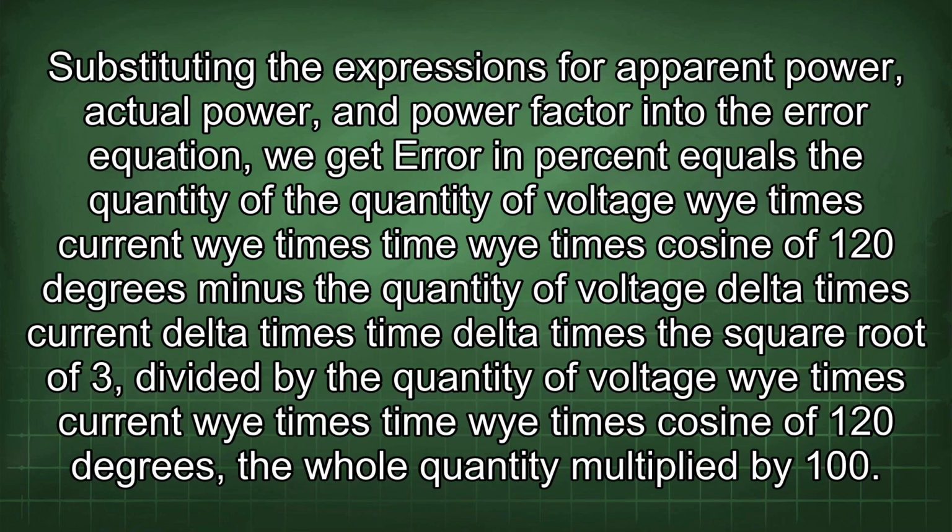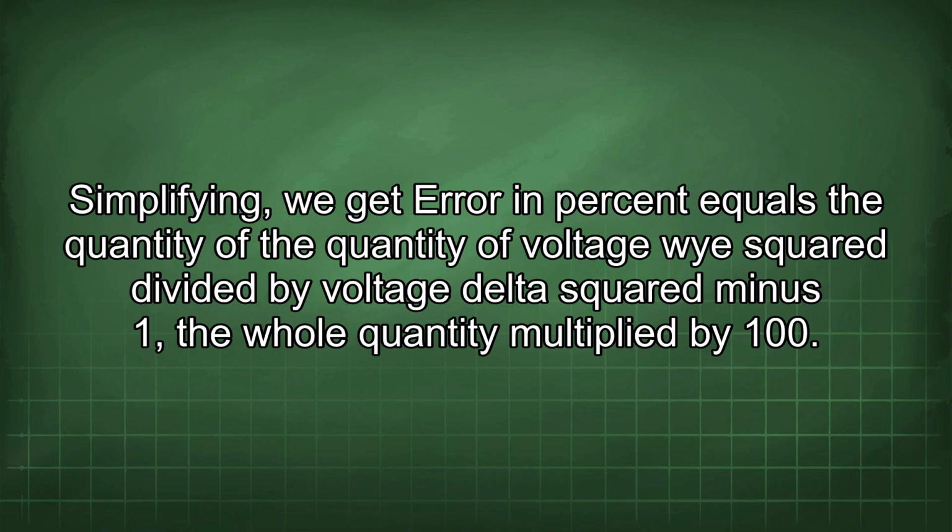Substituting the expressions for apparent power, actual power, and power factor into the error equation, we get error in percent equals the quantity of voltage Y times current Y times time Y times cosine of 120 degrees minus the quantity of voltage delta times current delta times time delta times the square root of 3 divided by the quantity of voltage Y times current Y times time Y times cosine of 120 degrees, the whole quantity multiplied by 100. Simplifying, we get error in percent equals the quantity of voltage Y squared divided by voltage delta squared minus 1, the whole quantity multiplied by 100.